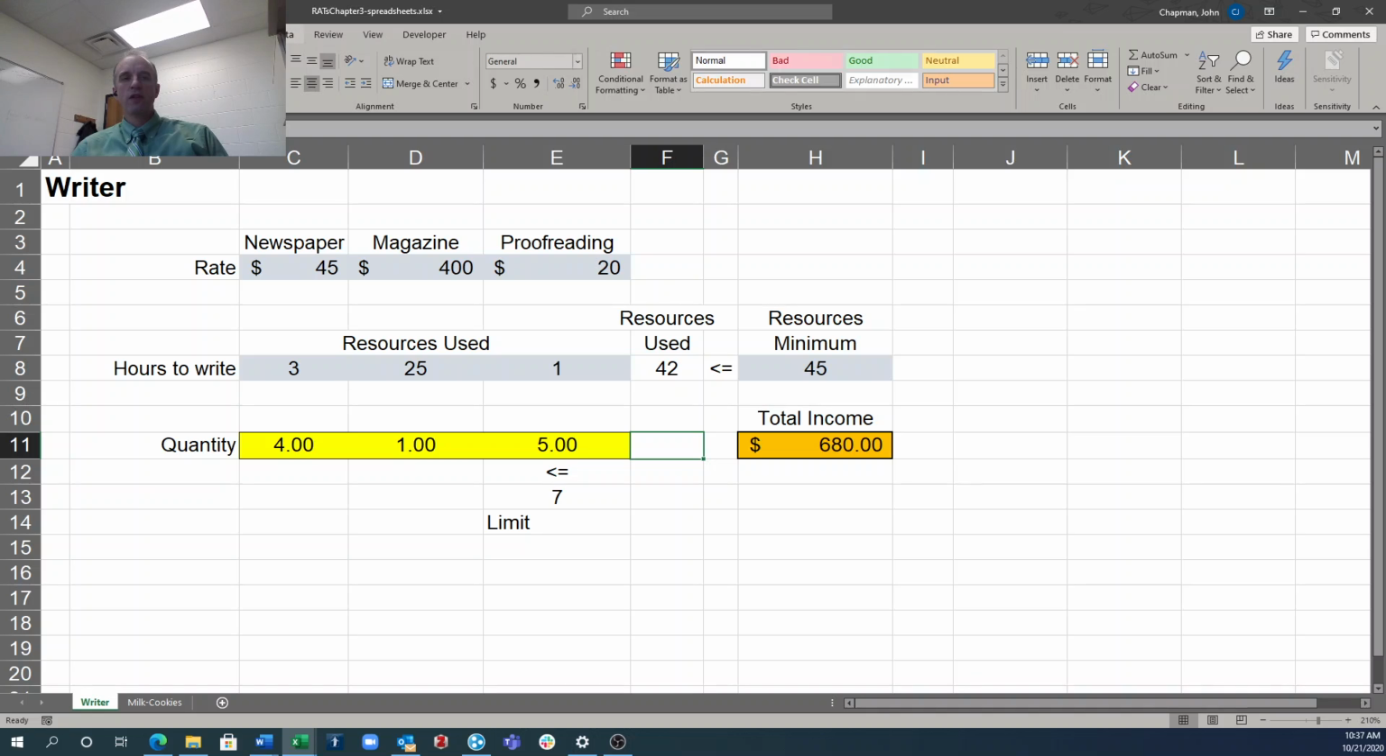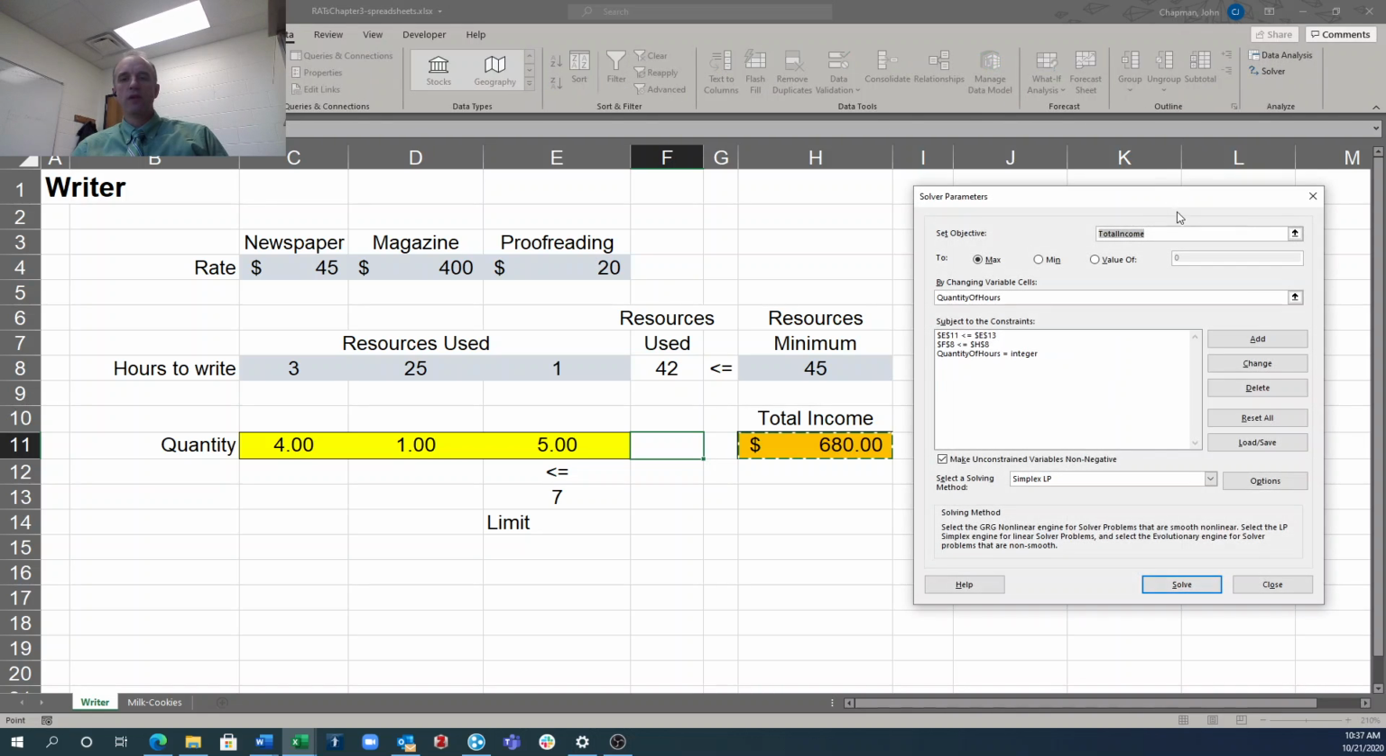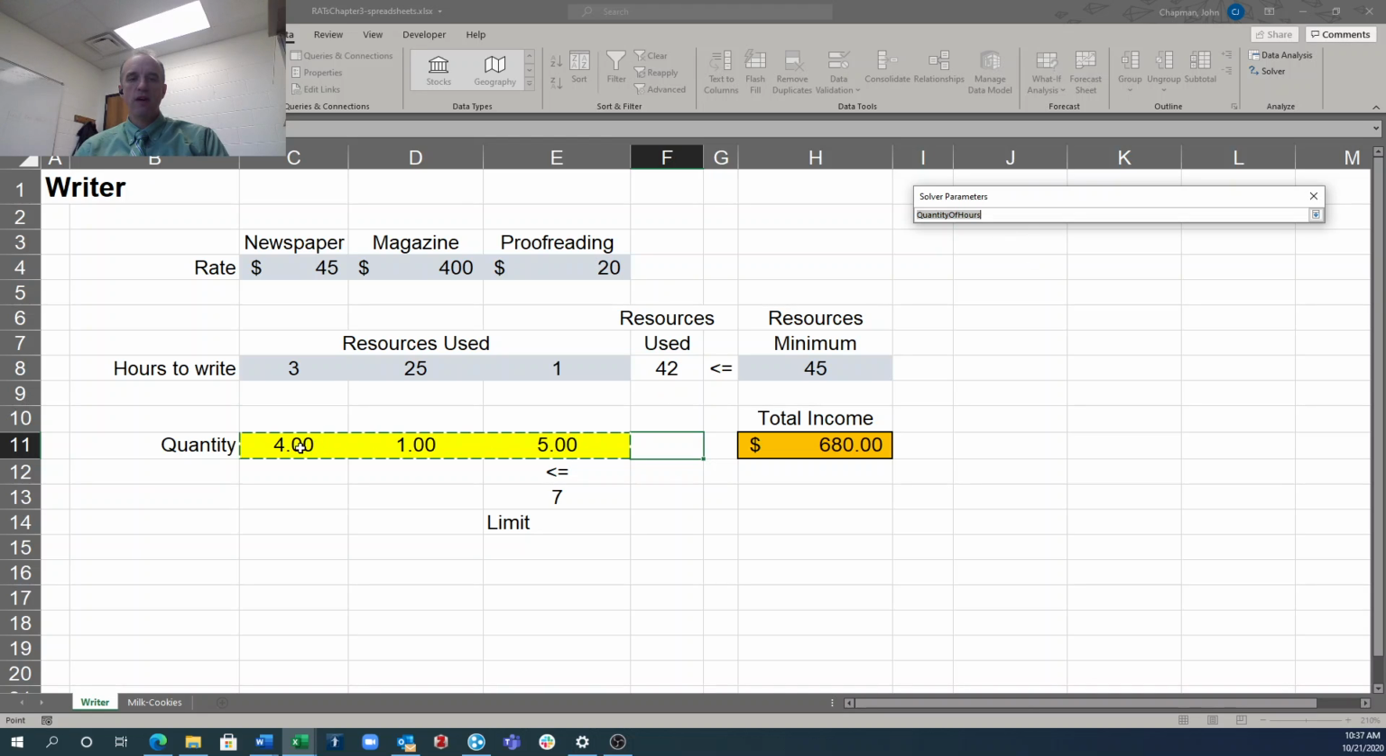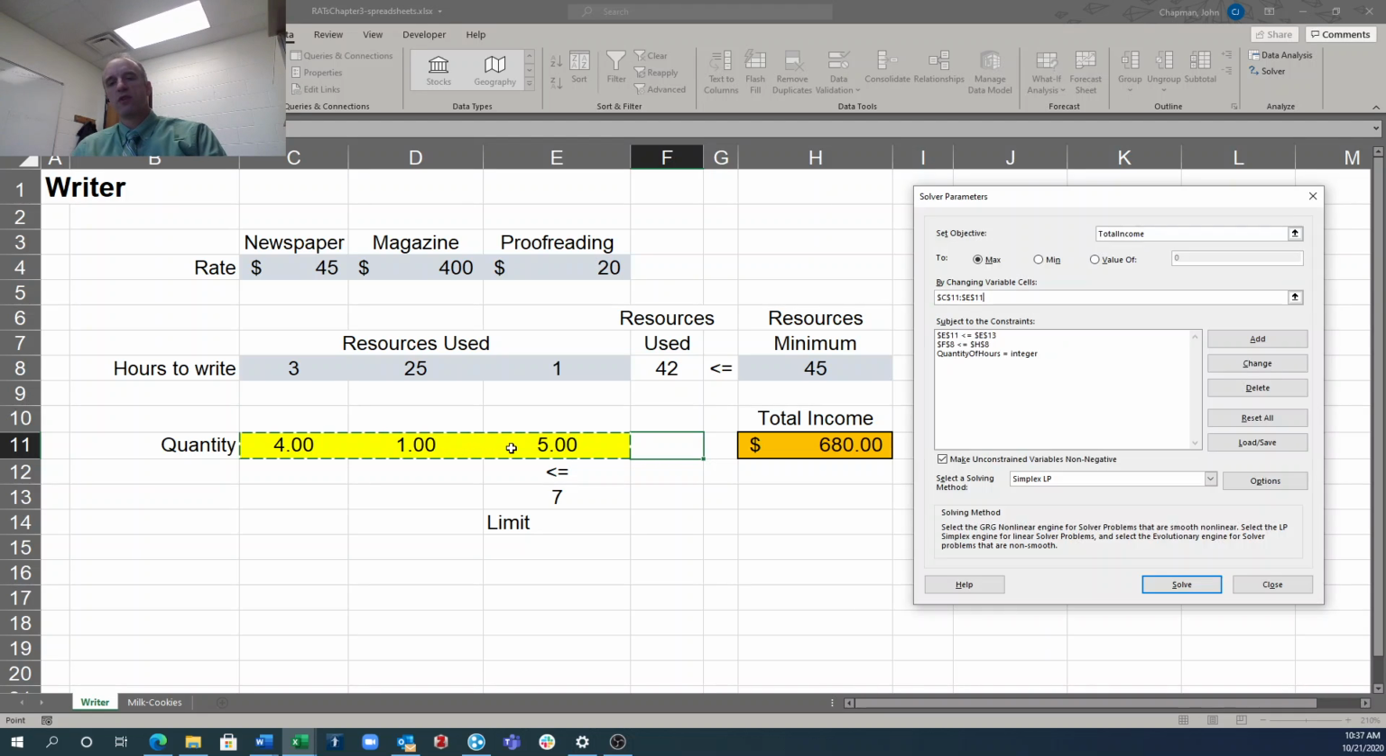Let's go to Solver, and we will input or verify our inputs here. We're going to set the objective to total income. We're going to maximize that total income. We're going to change the quantity of hours, so these three cells are the decision cells. And we have the following constraints.